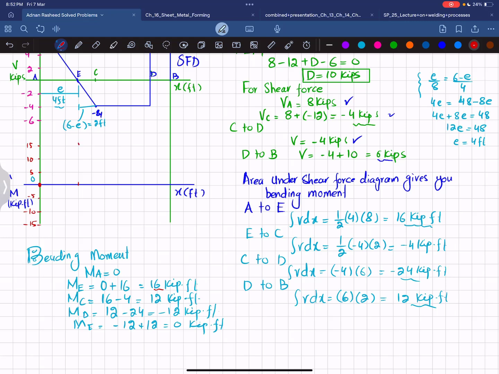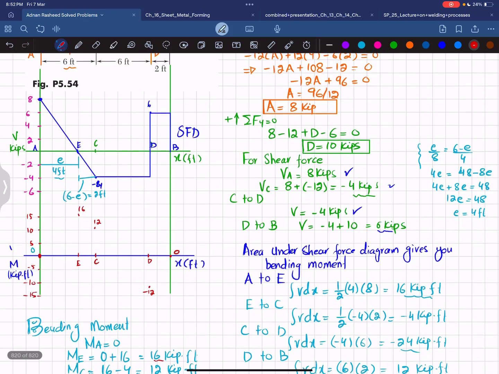What will be the moment at point C? The moment is +12. So this is your point C, and this will be your +12. It will be somewhere here. At point D, you can see this is point D, this is C, this is E. So at point D, the moment is -12. It will be somewhere here. This is your -12. And at point B, sorry, this is your point B, not E, it will be 0. So 16, this is 12.